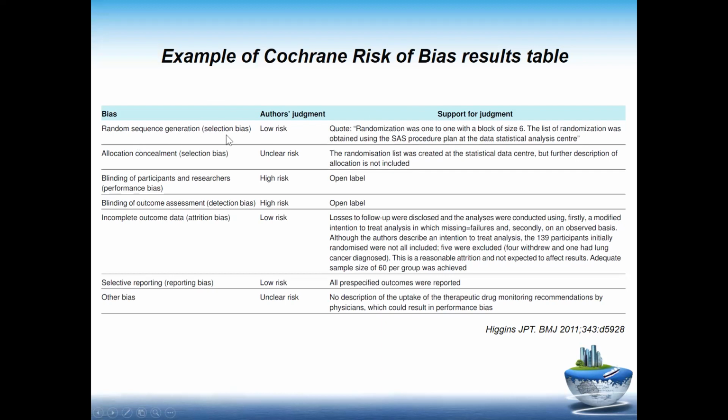So for the random sequence generation, for this source of bias, the description from the primary paper is like this. They just copy and paste and quote: randomization was 1:1 with a block of size 6. So this is the so-called block randomization, right? It's not individualized randomization. It's a block randomization, which is fine. And then the list of randomization was obtained using the SAS procedure plan at the Data Statistical Analysis Center. SAS is a software, you know, right?